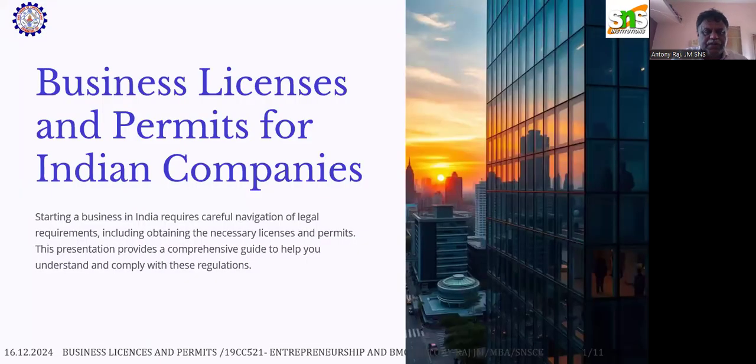Business license and permits for Indian companies. Starting a business in India requires a very careful navigation of legal requirements, including obtaining the necessary licenses and permits. This presentation will provide a comprehensive guide to help you understand and comply with these regulations. So let us quickly understand all that.